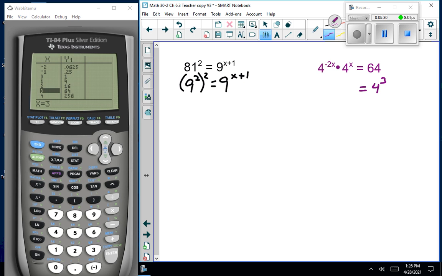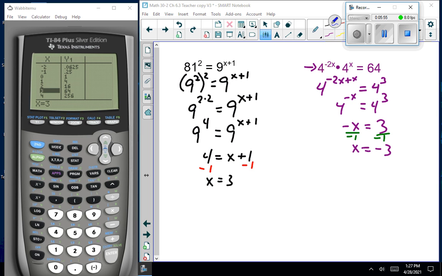Anyway, now the other thing is, since I'm multiplying these two together, I add the exponents. That's 4 to the minus 2x plus x, or 4 to the minus x, equals 4 cubed. And I just solved this for you. Anyway, I'm going to be quiet. I'm going to make you guys solve these, because you should be able to. So pause the recording, solve, and come back.